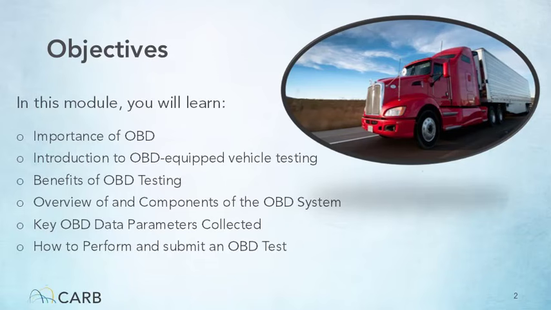Your objectives for this module are to learn general information about the OBD system in vehicles that monitor for emissions-related issues, and how these OBD systems are utilized as a vehicle emissions compliance test within Clean Truck Check. Some of the most important information covered in this module are: what is the OBD system in a vehicle? What are the components of the OBD system? Why is the OBD system needed in a vehicle? What are the benefits of OBD testing? What OBD data is required to be collected? And how to perform and submit an OBD test to comply with Clean Truck Check.